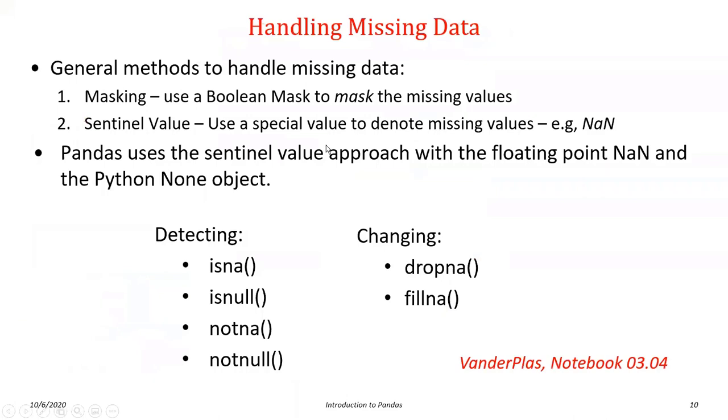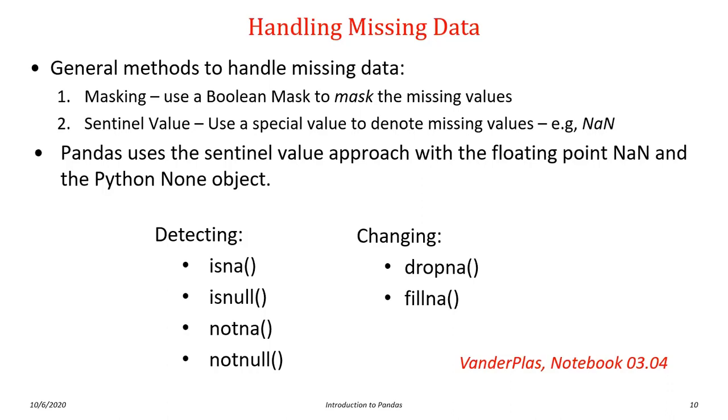Handling missing data. One of the things, back when we first started talking about pandas, where pandas is particularly strong and useful, is in handling missing data. There are a couple of basic things that we can do here. There's masking, where we can use a Boolean mask to mask missing values, so I can identify them.